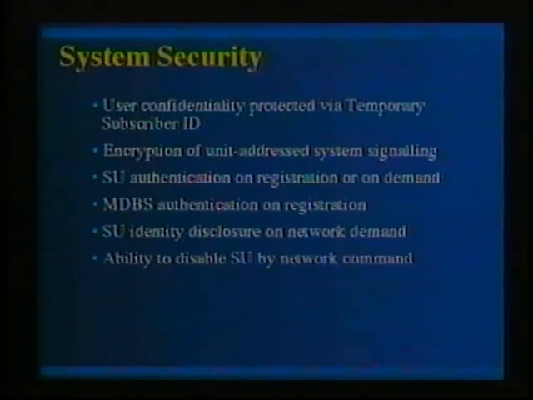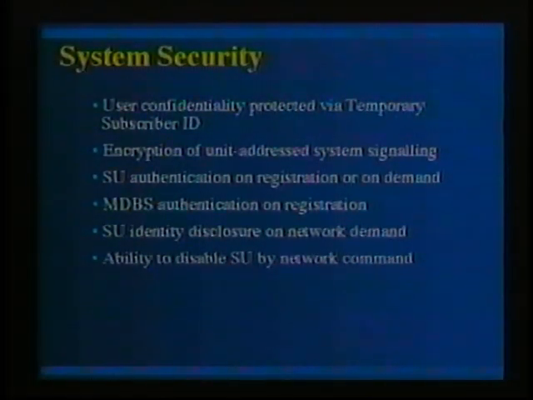I'll have a few words on how system security operates, although I won't go into too much detail. There are several goals that we're trying to reach with system security across the airlink. We're trying to preserve the confidentiality of the user identity so that an eavesdropper can't really do any traffic analysis. We're trying to preserve the control of the system so that the subscriber unit can't be spoofed by a false MDBS. We're trying to validate that the subscriber is who he says he is and to allow the subscriber unit to know that he's talking to the network he thinks he is.